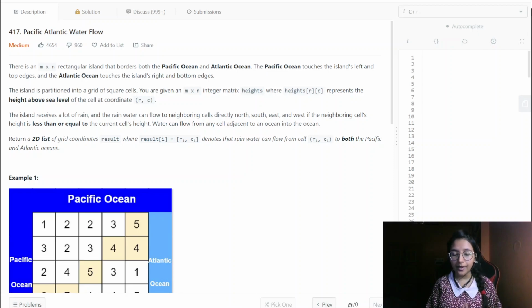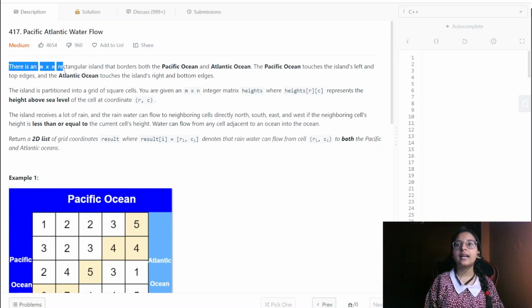So this is what we are required to do in this question, and then we would be required to return the coordinates of all the cells which are capable enough of satisfying this condition. So that would be our answer. This was just a brief overview I gave you. So let us read the question and see what exactly it wants to say.